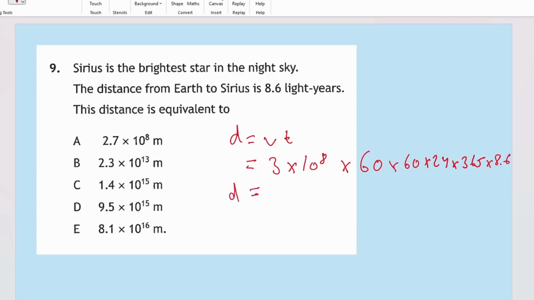So D works out to be 8.14 times 10 to the 16 meters. And that rounds up to E, 8.1 times 10 to the 16 meters.